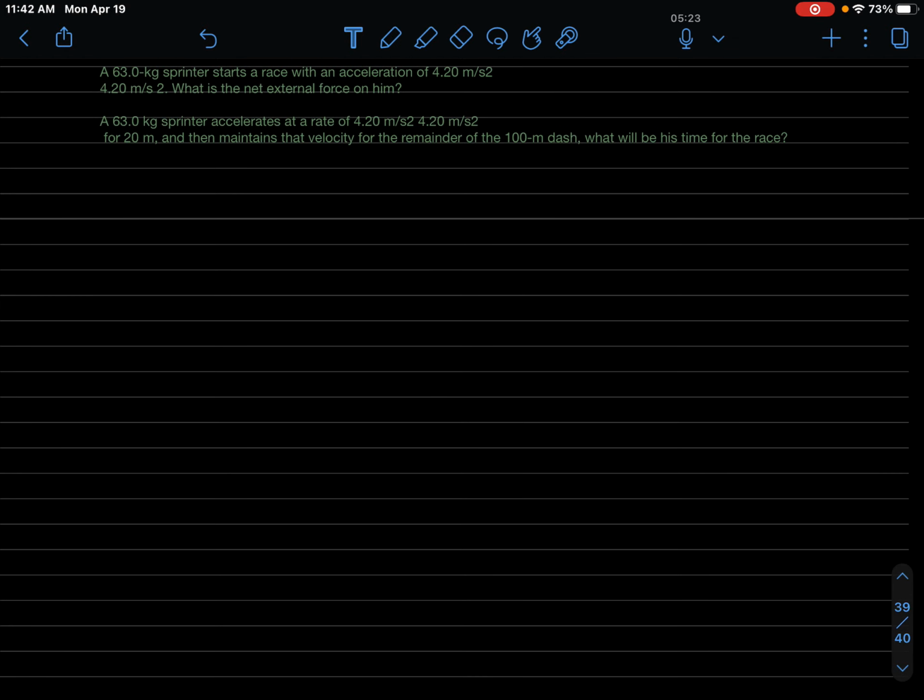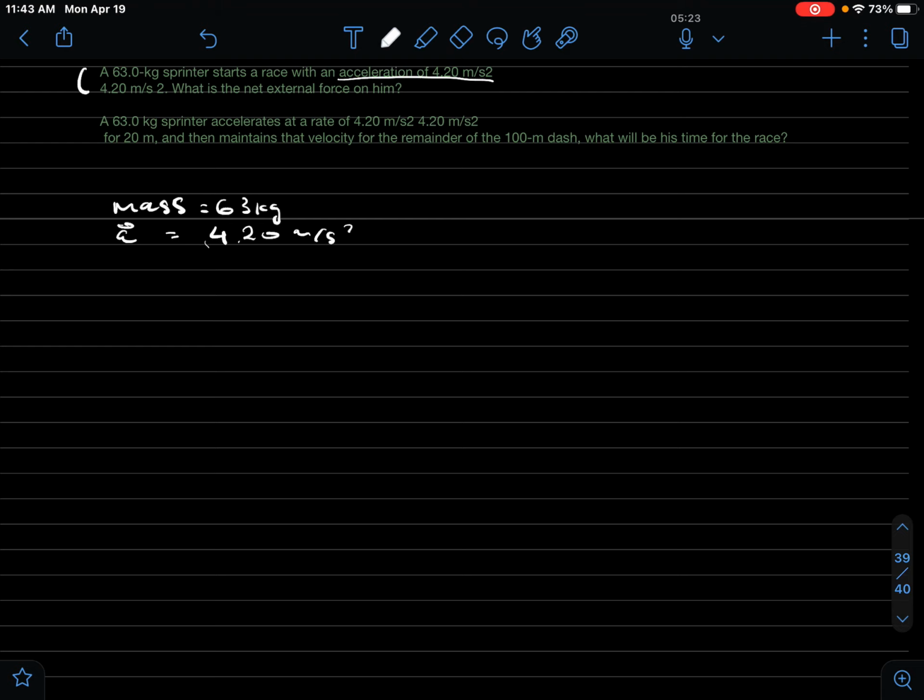So the question is 63, you can read this, right? The mass is 63 kilograms and the acceleration is 4.20 meters per second squared. They ask what the external force on him is.